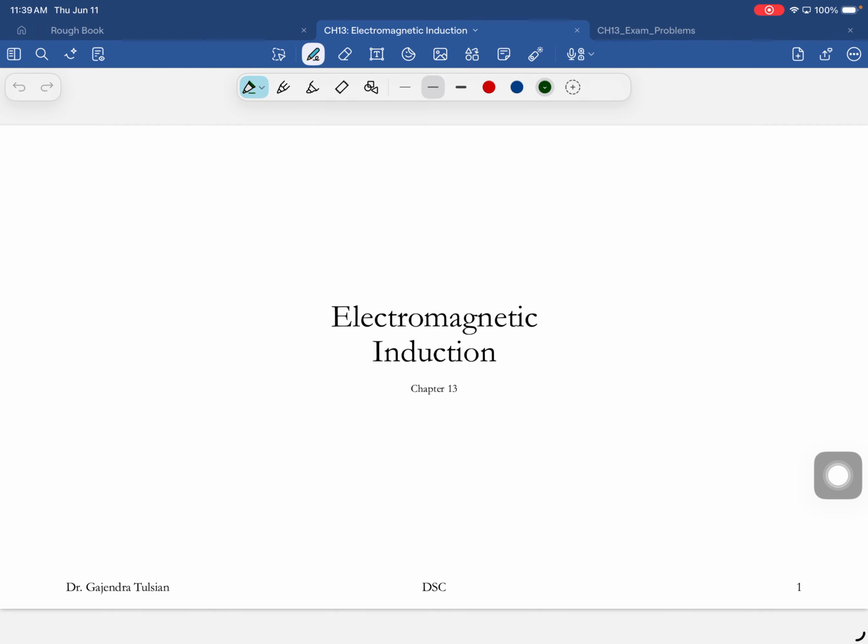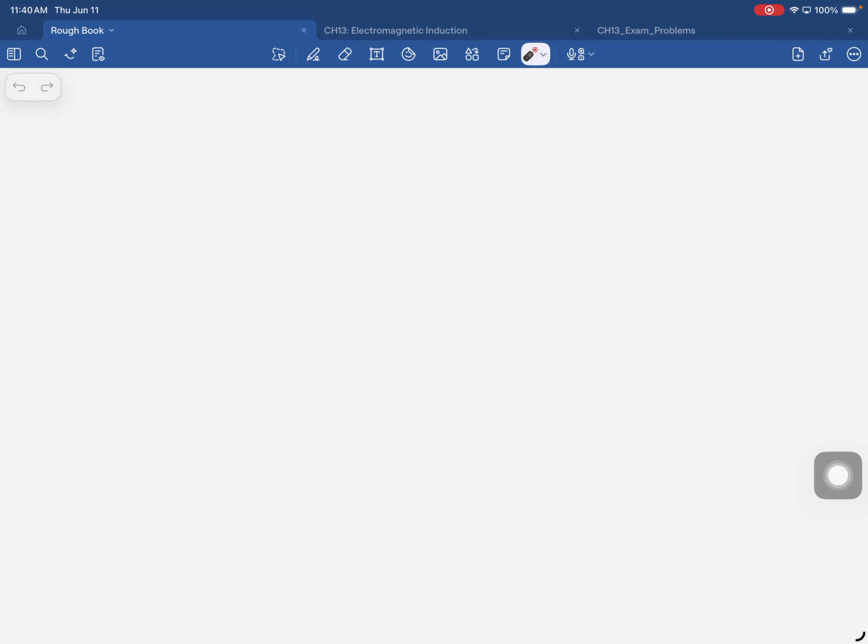Okay, so we're doing electromagnetic induction today. Like I said, this is one chapter you want to try and understand. There's lots of application behind this. I'm going to go over the slides, just to make sure we understand.